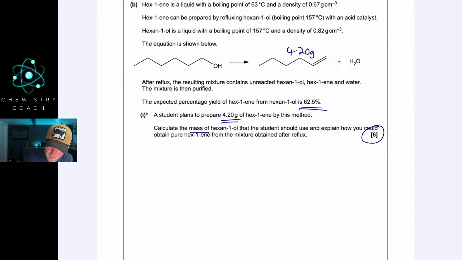Okay, so that's a big old question here, but we're just dealing with the first part of it. So we want 4.2 grams. The percentage yield is 62.5. Obviously, we can't just stick with mass here because we're using stoichiometry. We need a number of moles in order to use stoichiometry. So the first thing to do is find the number of moles in 4.20 grams.